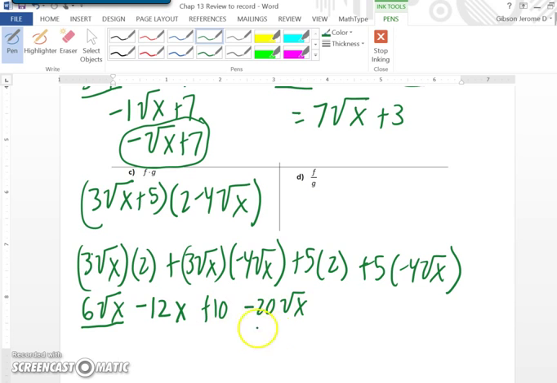So we take the 6 square root of x minus 20 square root of x, which would be negative 14 square root of x.